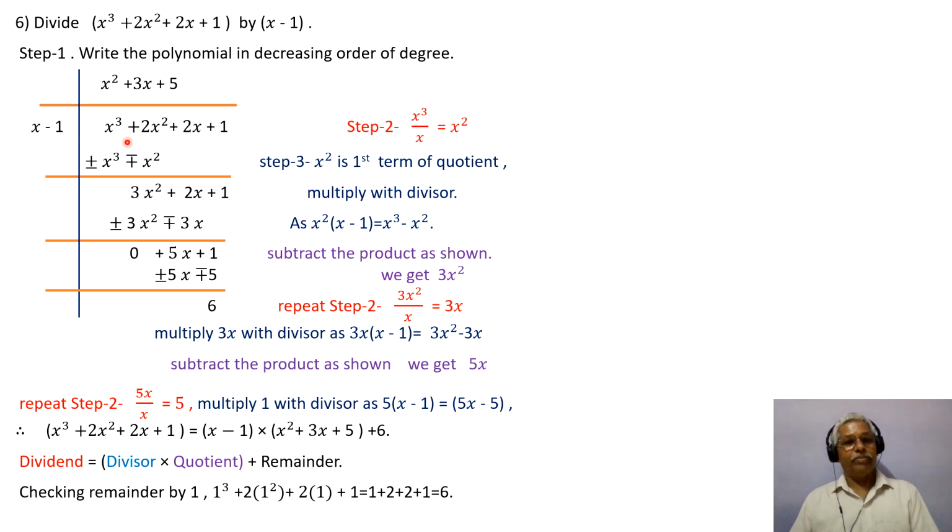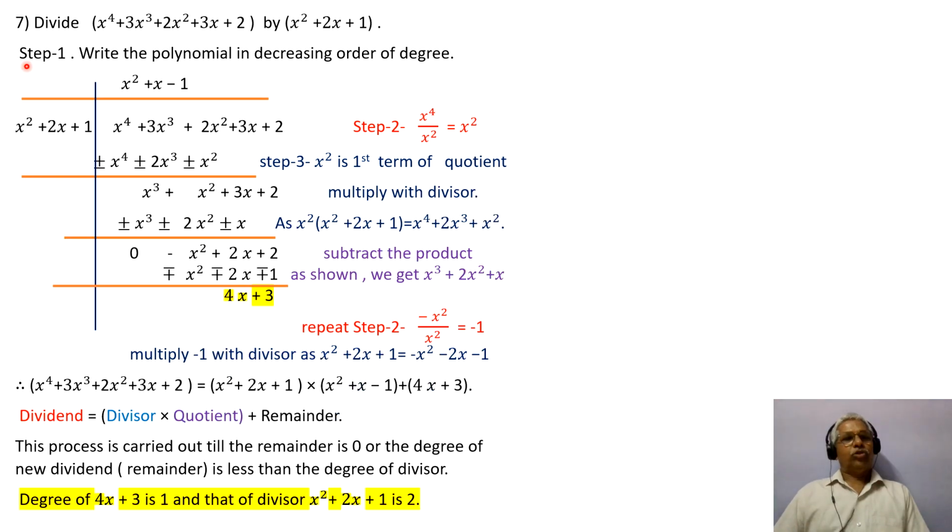So I'm just substituting the value of the 0 of this polynomial into this here, checking for 1 cube plus 2 into 1 square plus 2 into 1 plus 1. So if you solve this, you get 1 plus 2 plus 2 plus 1 is 6. See here, there is some similarity in this. We'll try to tackle this in a further part.